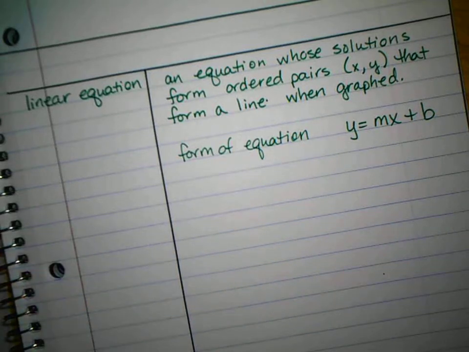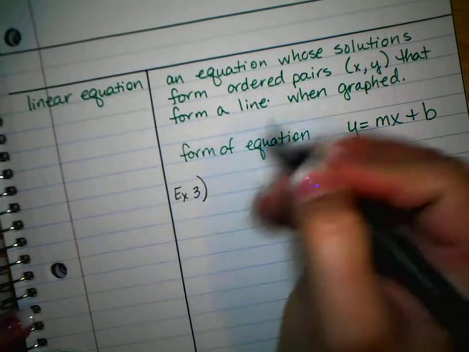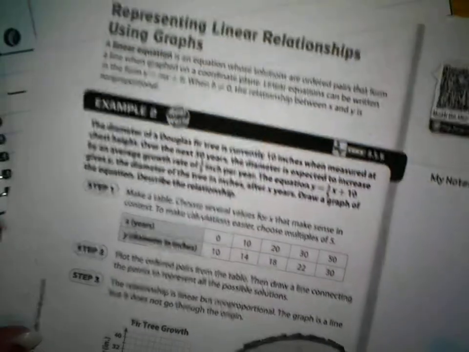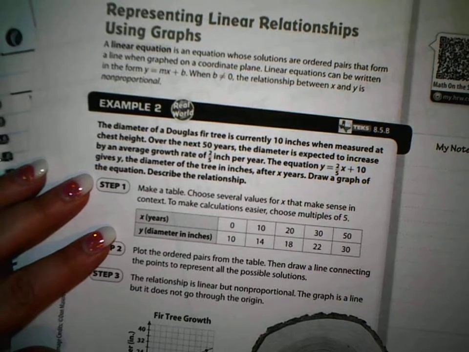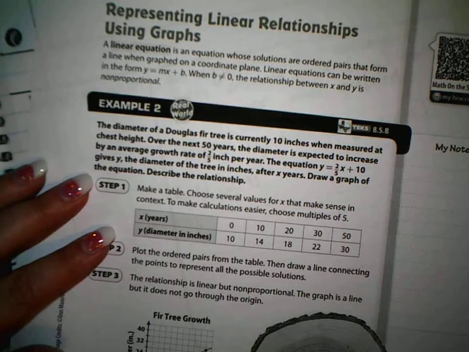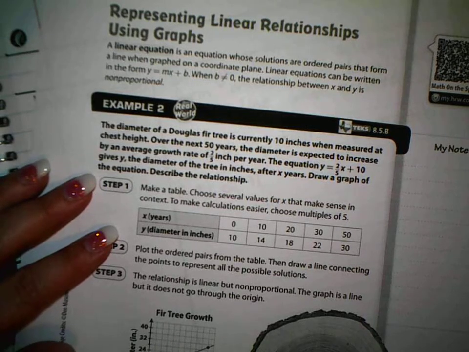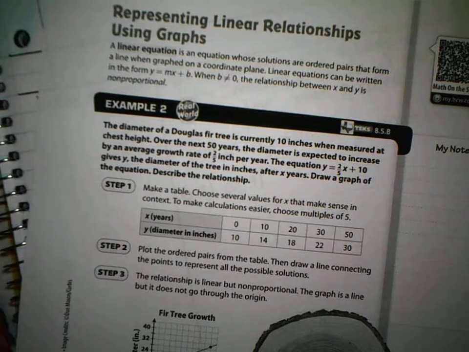Example 3, I think, is where we are. And this one again is in your book. This one is on page 91. The diameter of a Douglas fir tree is currently 10 inches when measured at chest height. Over the next 50 years, the diameter is expected to increase by an average growth rate of 2/5 inches per year. The equation y = 2/5 x + 10 gives y, the diameter of the tree in inches after x years. Draw a graph, describe the relationship.